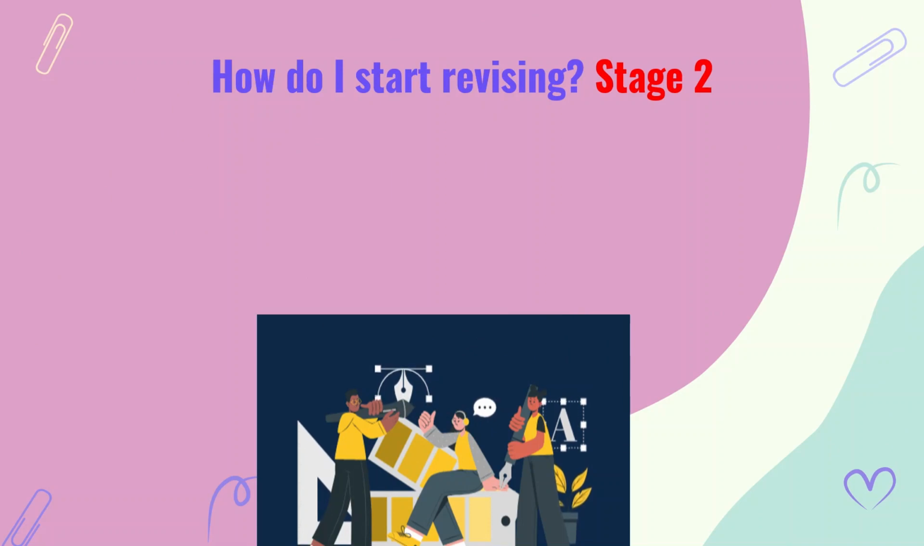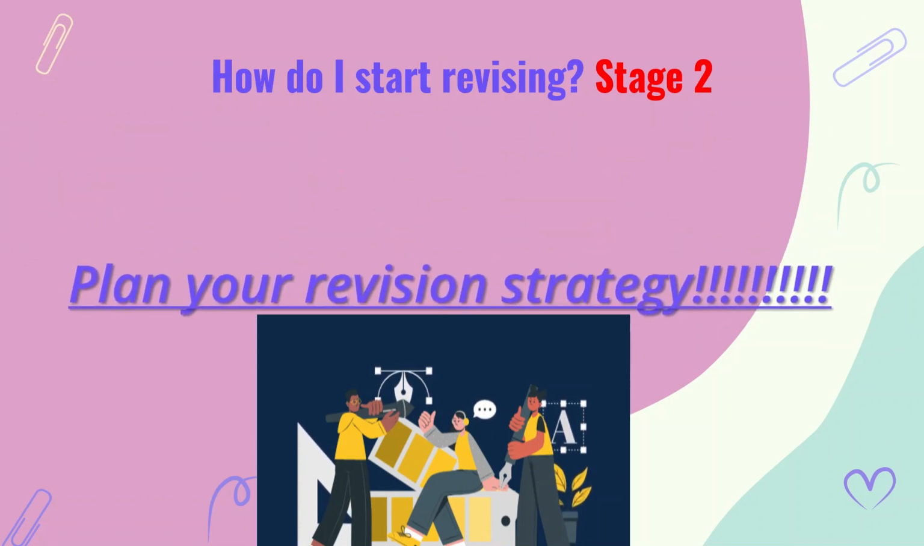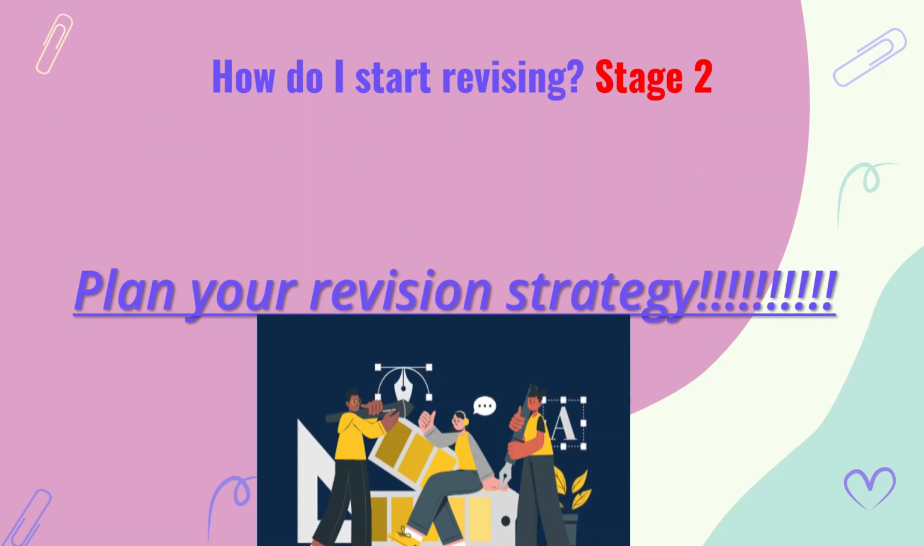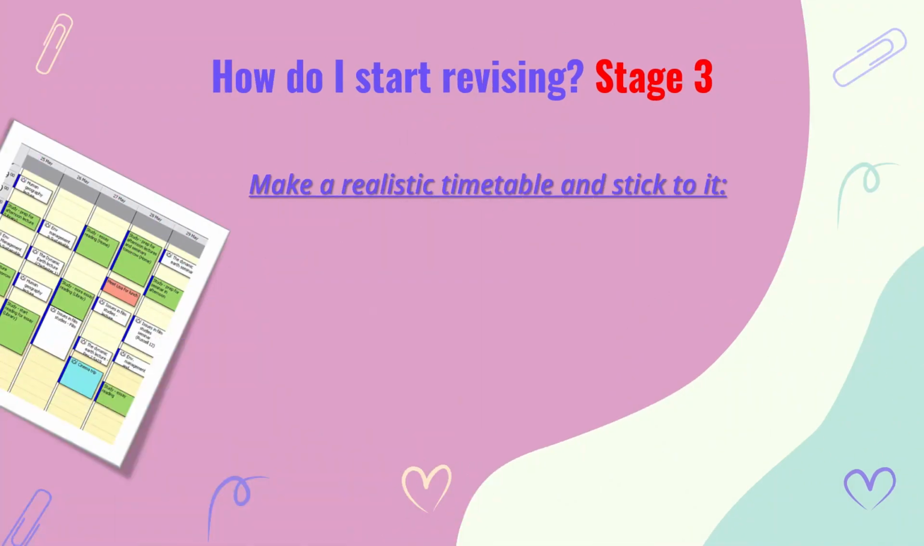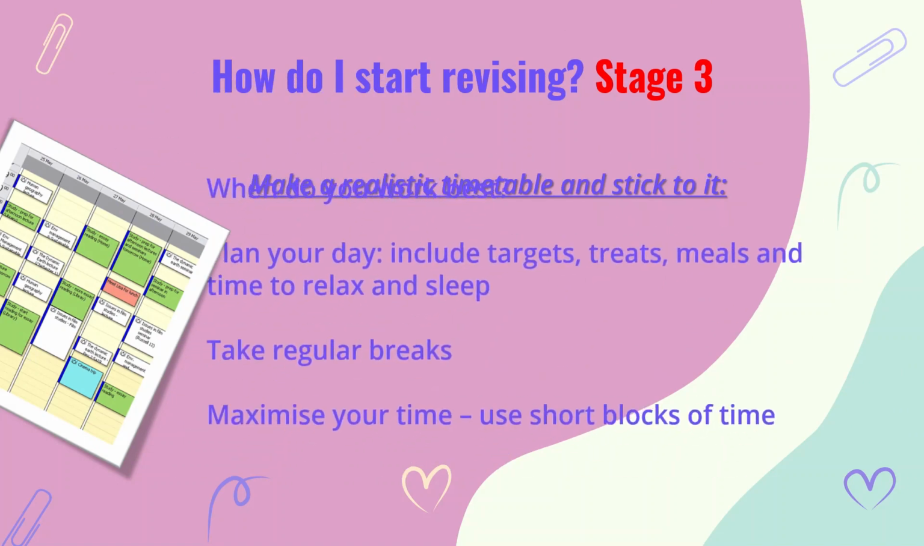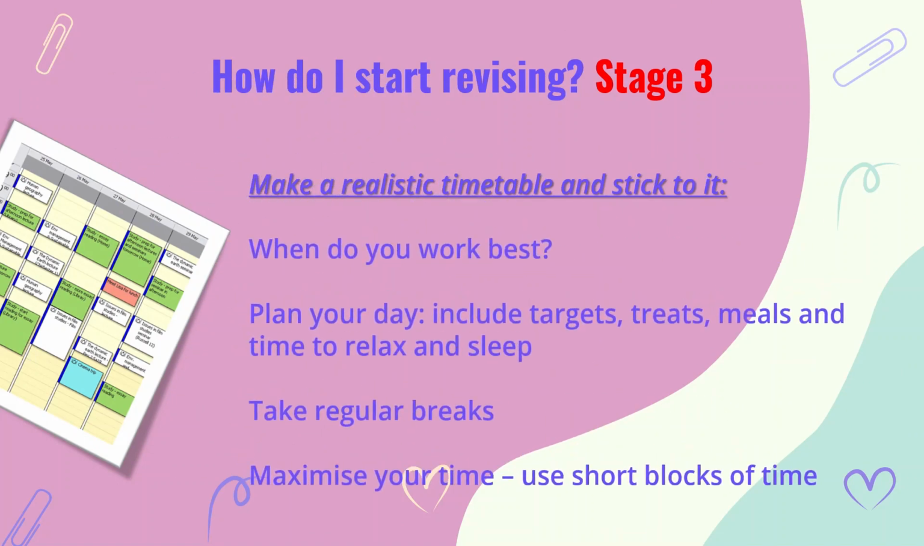And stage 2 is to plan your revision strategy. Have a clear plan about how you're going to go about it. Stage 3 is to make a realistic timetable and stick to it. This is very important. When do you work best? Are you an early morning person or do you work better at night? Plan your day. Include targets, meals, and also time to relax and sleep. Take regular breaks and maximize your time.